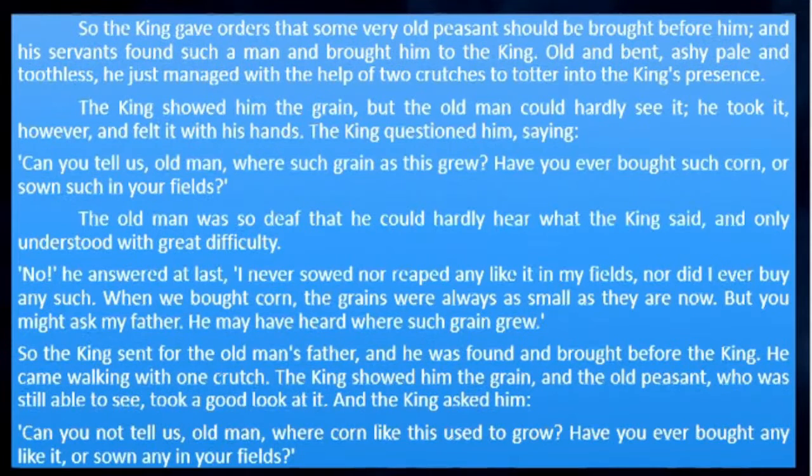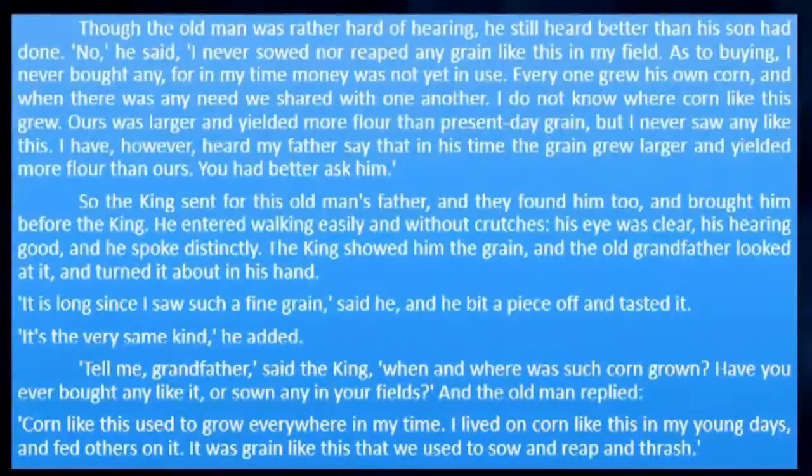He came walking with 1 crutch. The king showed him the grain, and the old peasant, who was still able to see, took a good look at it. And the king asked him, "Can you not tell us, old man, where corn like this used to grow? Have you ever bought any like it or sown any in your fields?" Though the old man was rather hard of hearing, he still heard better than his son had done.